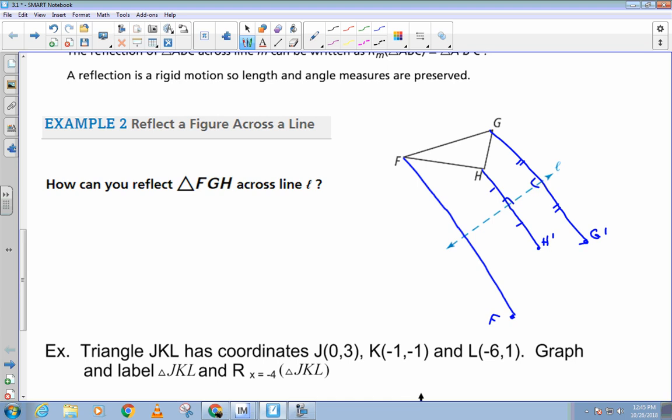So if I draw this, then my triangle, F prime, G prime, H prime, should be exactly the same, except it's reflected. Now, it's not perfect, but you get the idea, right? A lot of times it's important to look at the letters because that tells you where this maps onto the image, okay? Any questions on what I did there? All right.